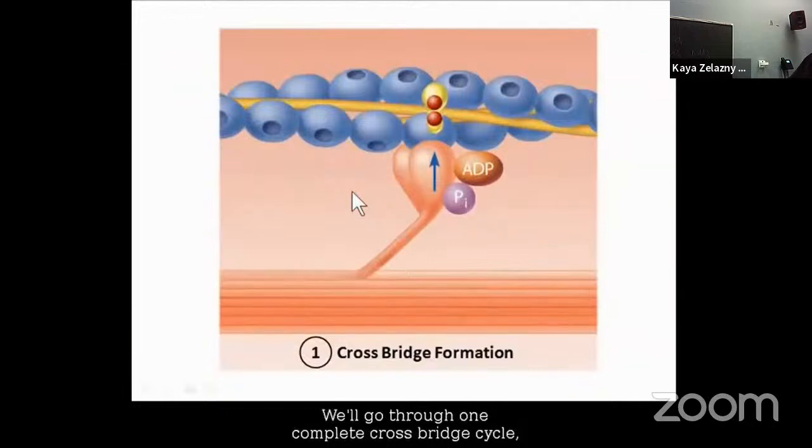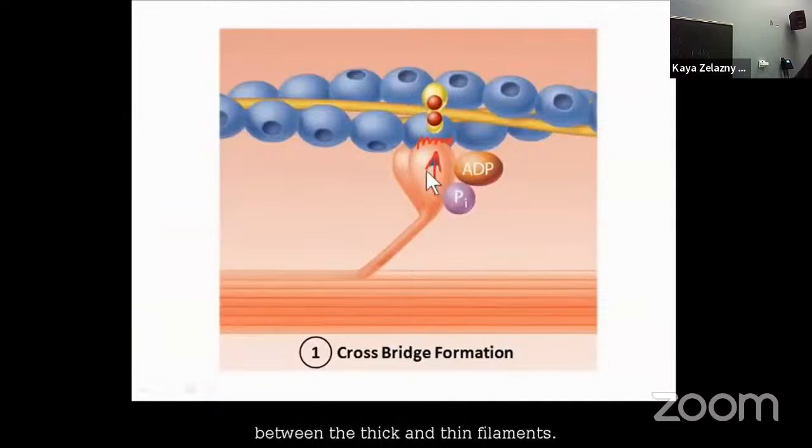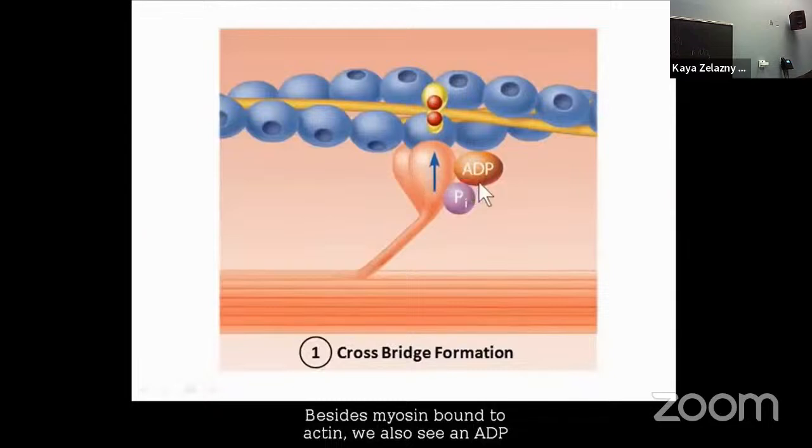We'll go through one complete cross-bridge cycle, which consists of four distinct steps. The first step, seen on this slide, is cross-bridge formation. The myosin head binds the actin, forming the cross-bridge between the thick and thin filaments. Besides myosin bound to actin, we also see an ADP and an inorganic phosphate attached to the myosin. These were left by a previous cross-bridge cycle.